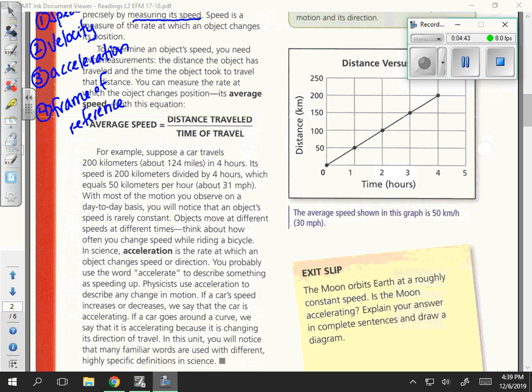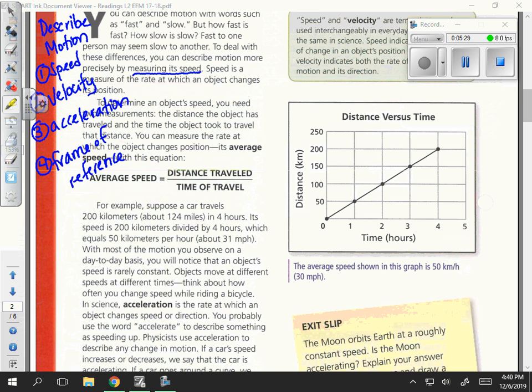The second note I wanted to share was their definition of acceleration. And over in the margins, acceleration has to involve a change. The triangle is a symbol for change, a change in speed or a change in direction. If an object is speeding up, if it's going faster, it's accelerating. If an object is slowing down or it's going slower, it's accelerating. Or if an object is changing direction, it is accelerating.